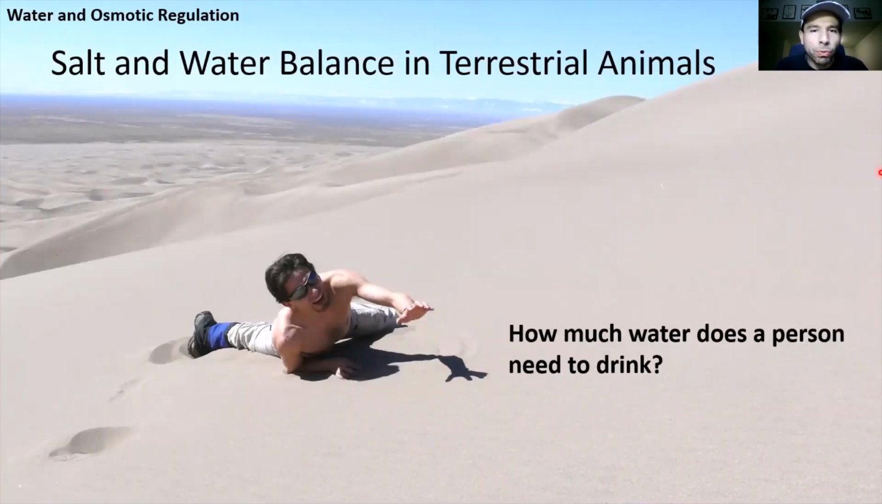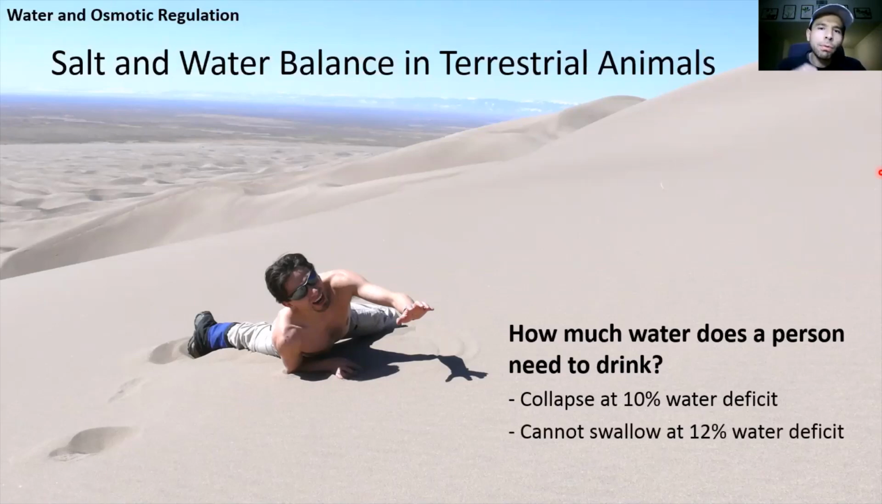Okay, what's going on with this unfortunate but handsome young fellow? He has clearly collapsed because he lost about 10% of his water. Now, if this unfortunate but handsome young explorer lost just 2% more, so his water deficit gets to 12%, he cannot swallow. Even if someone comes to his rescue and offers him water, he literally wouldn't be able to control his throat muscles to swallow that water.